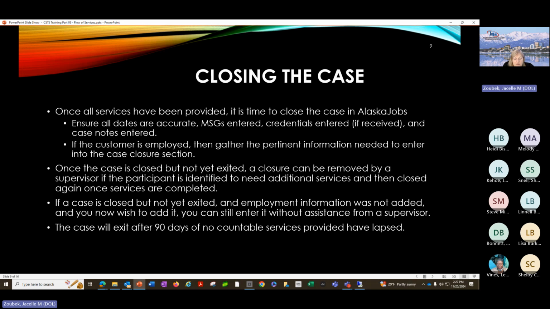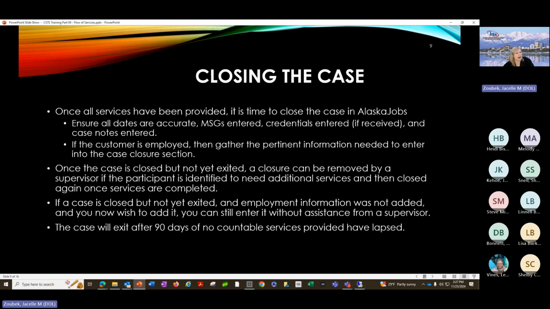And as a side note, you can collect credentials up to 1 year after the date of exit. So sometimes if credentials aren't received right away, you can still get those later. If that customer is employed, gather that pertinent information about their employment so you can enter that into the case closure area.